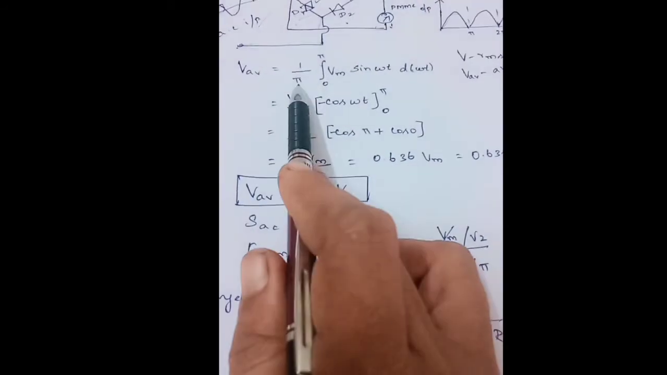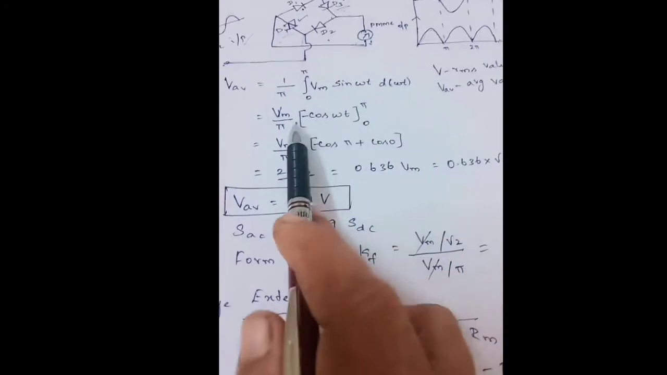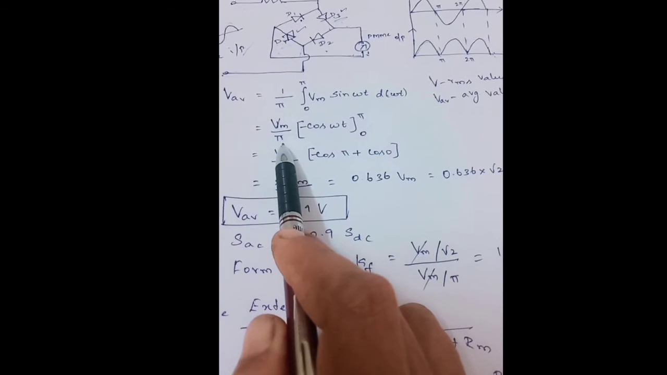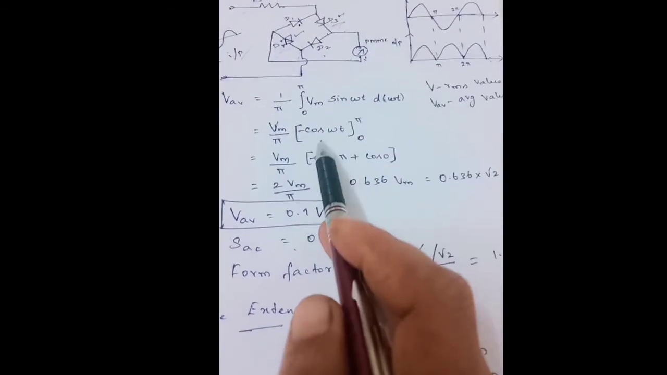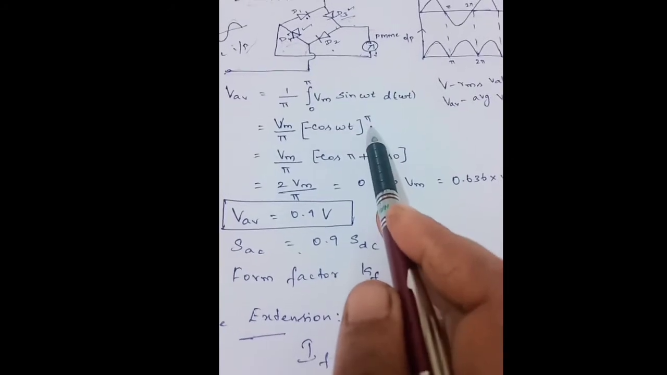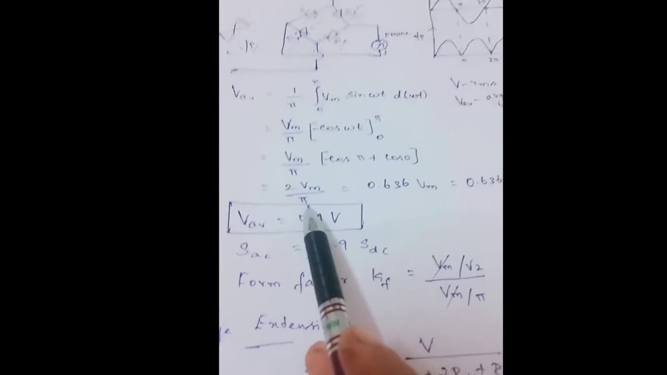So average voltage equals 1 by pi integral 0 to pi Vm sin omega t d omega t. Vm is constant, so I am taking it outside. Vm by pi, integration of sin omega t is minus cos omega t within the limits of 0 to pi. When we substitute the limits, we get 2 Vm by pi.